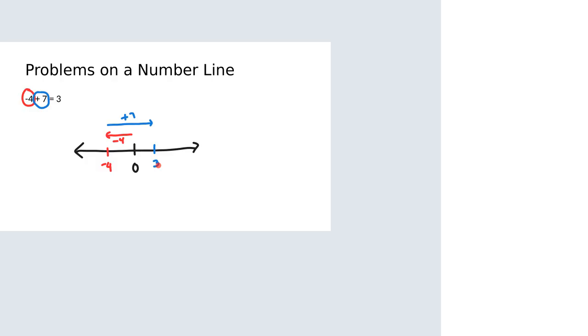Another way you could do this, I kind of like that way where you show both numbers, but another way that it's perfectly okay to diagram a problem like this is to say, well, we're going to start at -4, and since it's +7, we're going to go to the right 7 from there. You just start at -4, go to the right 7, and end up at 3. Either one of those is a perfectly good way to represent a problem like this on a number line.